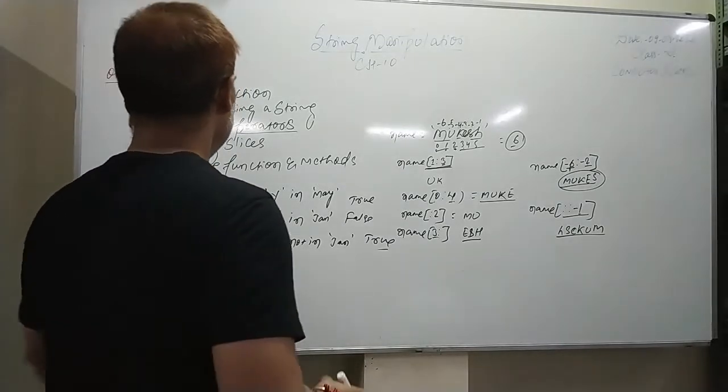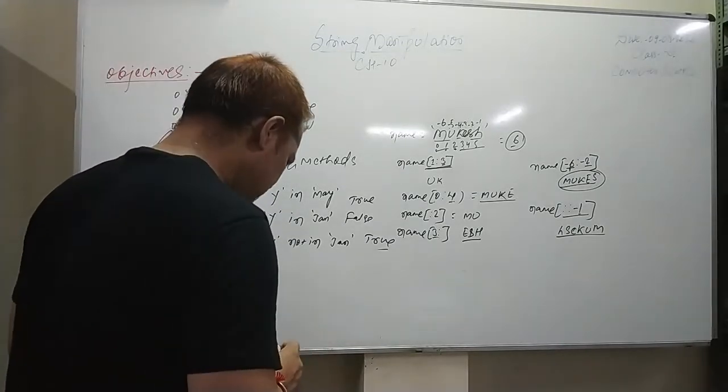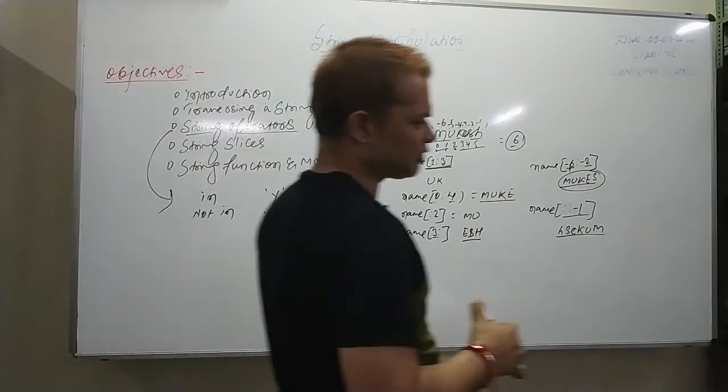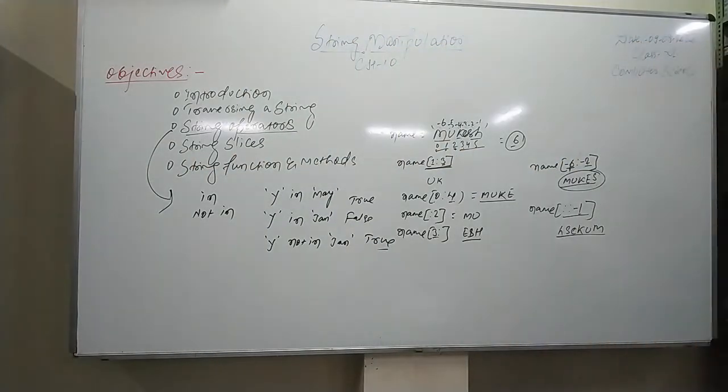Slicing part must be clear. Now come to the string functions and methods. We have some set of functions. Now let me discuss all the functions again with you.